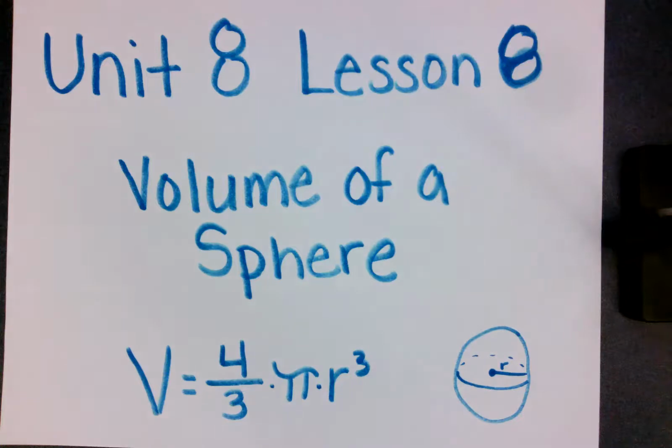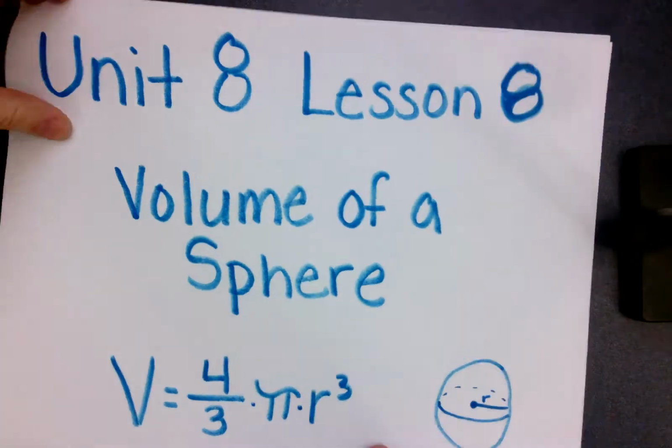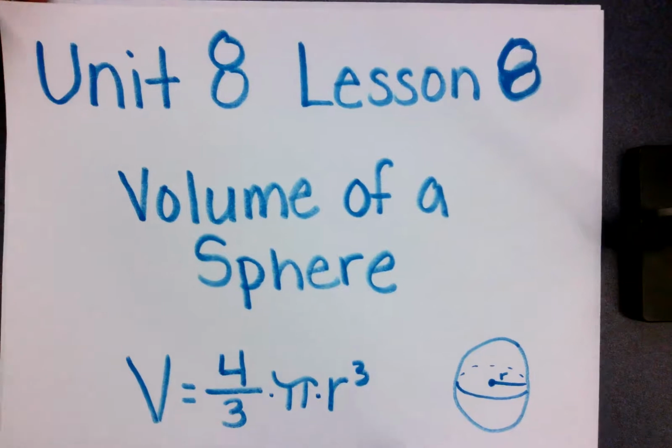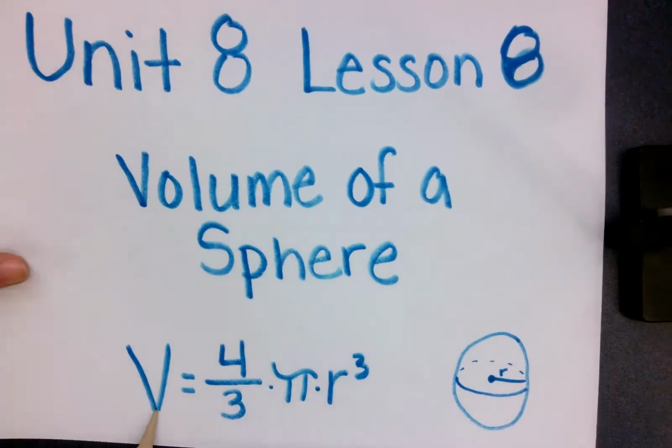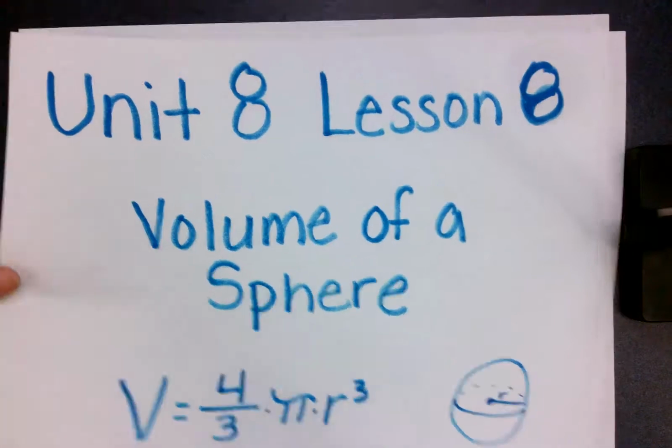Okay, this last video of Unit 8 is reviewing Lesson 8, where we went over the volume of a sphere using the formula volume equals 4 over 3 times pi times radius to the third power. In this video, we're going to be reviewing how to calculate the volume, and we're also going to do an example where we calculate the volume and leave it in terms of pi.